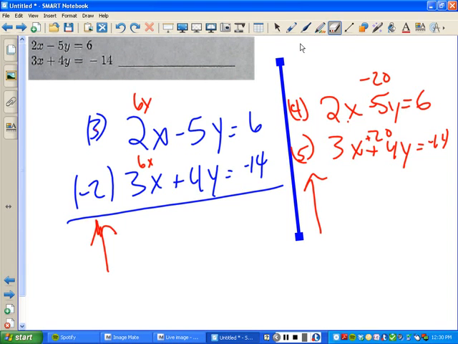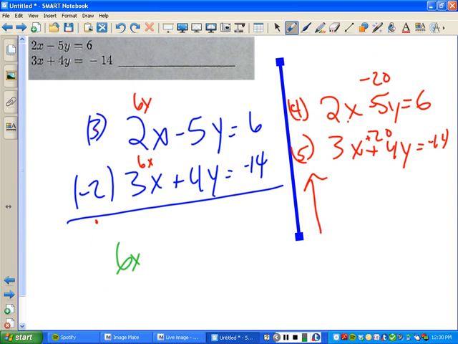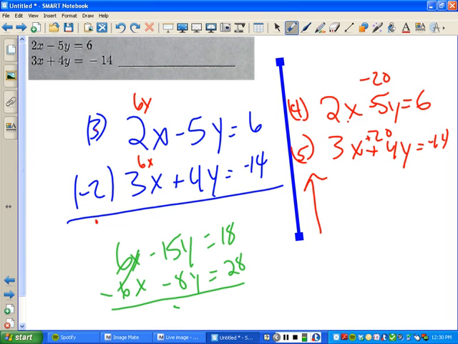All right. So just to continue over here. We got 6x minus 15y equals 18. Here we're going to get negative 6x minus 8y equals positive 28. Adding straight down, you get negative 23y equals 46. Dividing by negative 23, dividing by negative 23, you get y equals negative 2. Now, if y is negative 2, what's x?